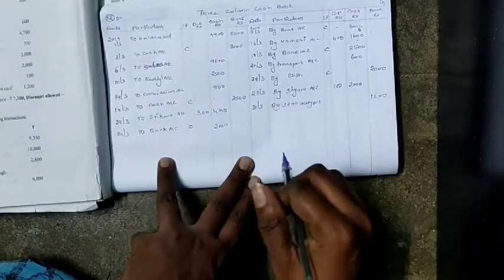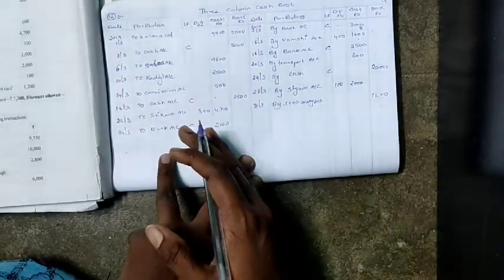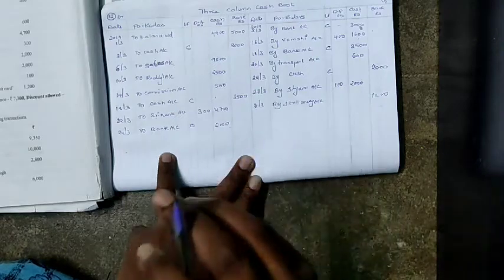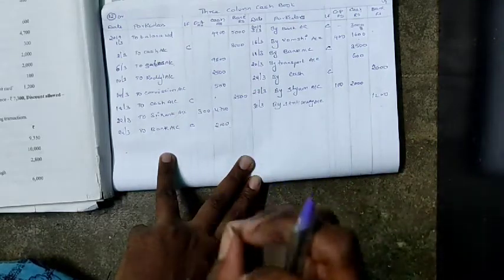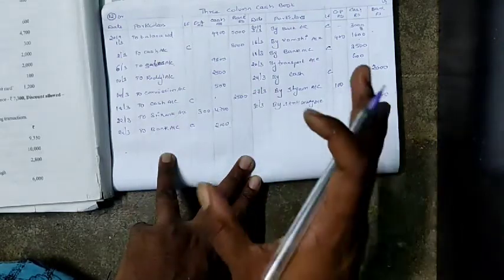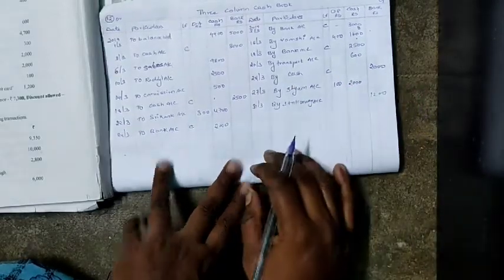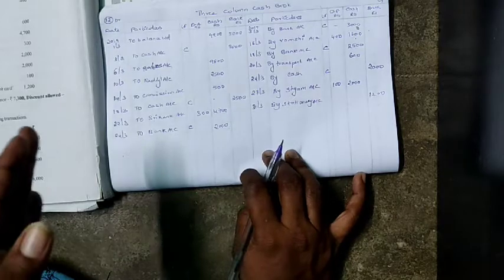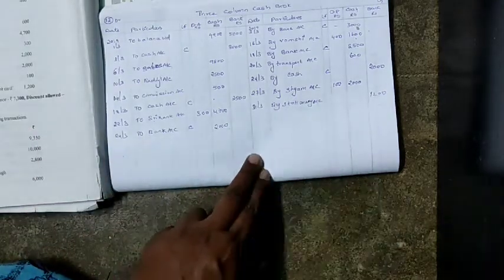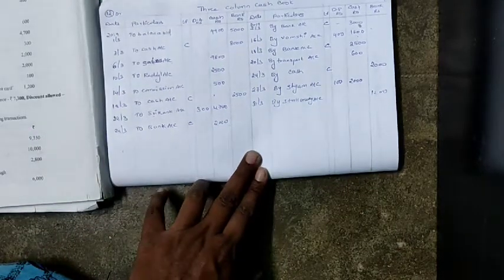Now what we have to do? We have to do a total. Debit side separately we have to total, credit side separately, then we have to take the difference. That is, we have to total the debit side separately and the credit side separately, then see what the difference is. The discount column we should not balance. Only the bank column and cash column we have to balance.